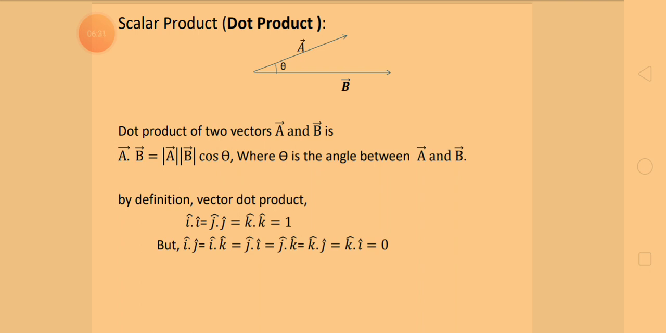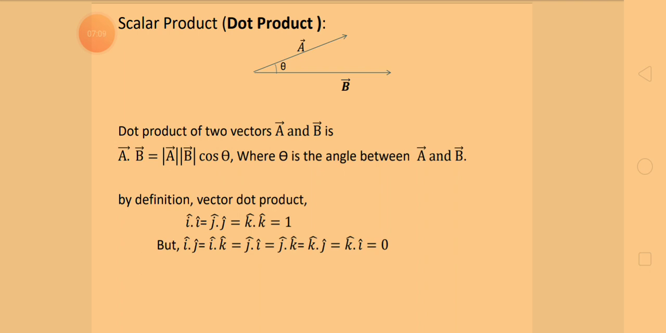Because if you substitute that theta in the expression, the cos 0 is 1. Also, if you take the dot product of another pair of unit vectors, say i dot j is equal to 0, and the same result for another pair of unit vectors, say j dot k and k dot i, all of them result in 0. Even the other pairs you can think of, i dot k, j dot i, k dot j, all these unit vectors result in 0 because the angle between these vectors is 90 degrees.